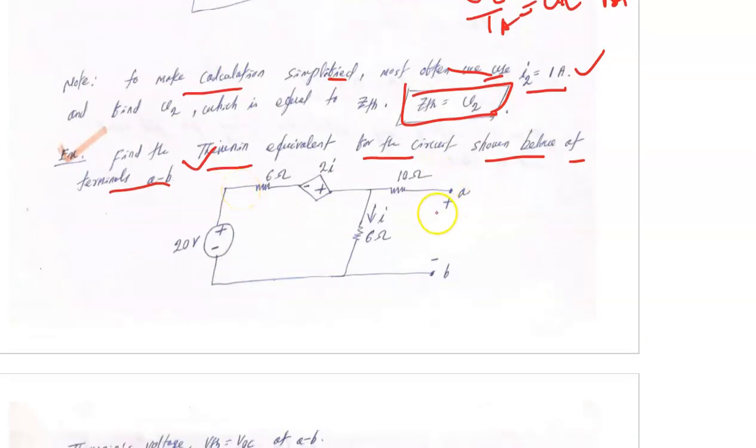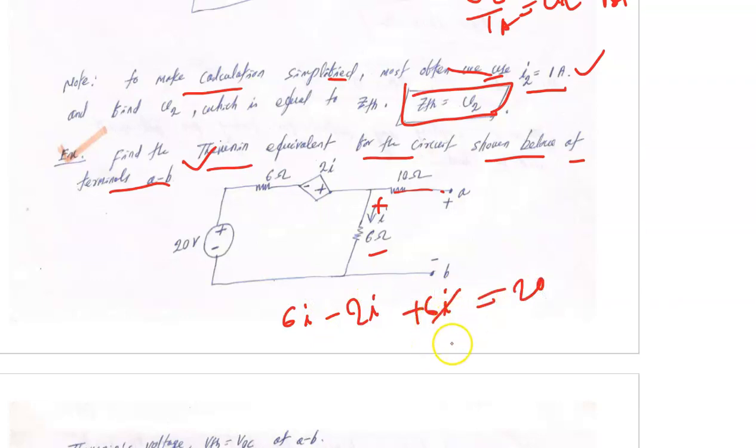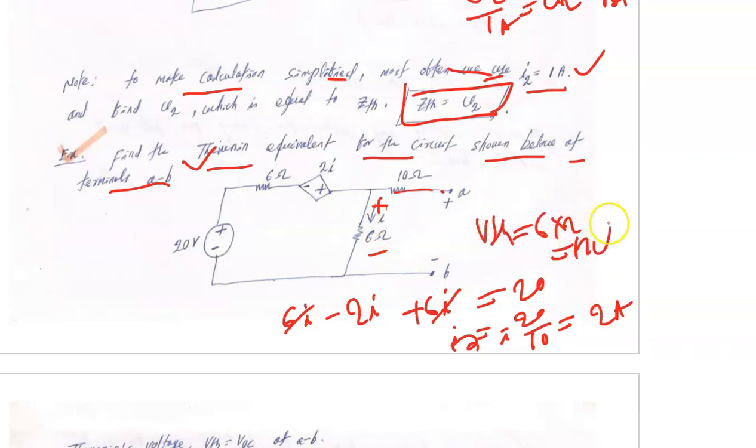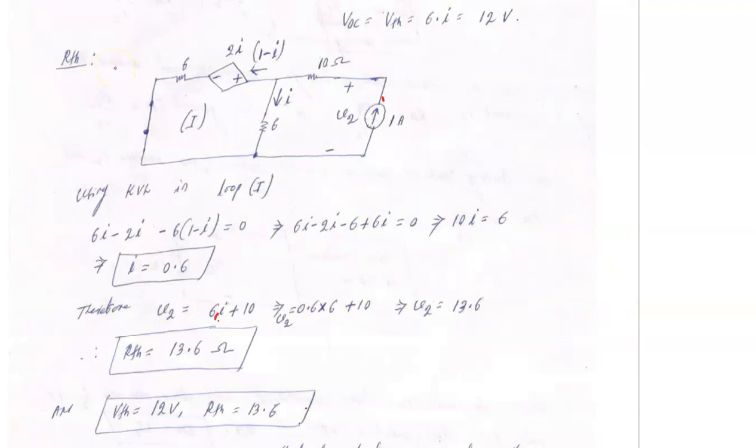Thevenin voltage you can easily find out. No current flows, that is voltage across this terminal. Use a KVL, that is 6I minus 2I plus 6I equal to 20, that is I equal to 2 ampere. So VTH is equal to 12 volt. Now we calculate the Thevenin impedance or Thevenin resistance.